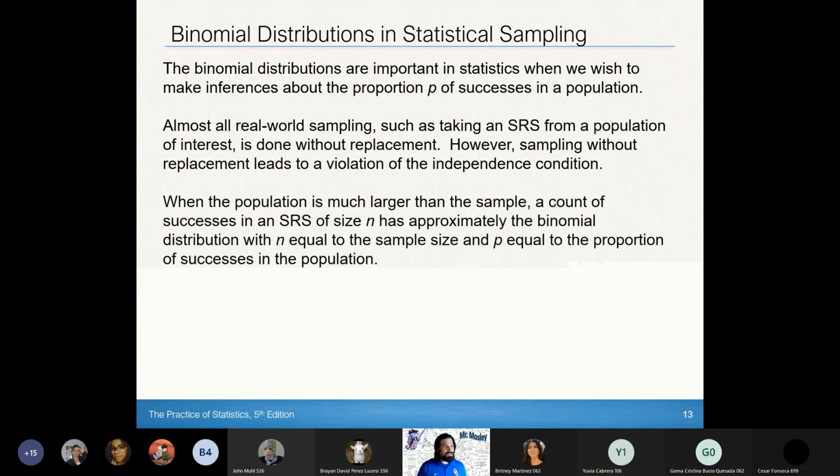When the population is much larger than the sample, a count of successes in an SRS of size n has approximately the binomial distribution, with n equal to the sample size and p equal to the proportion of successes in the population. All right, so if we're dealing with a very large population, then we might be able to use a binomial distribution to approximate probabilities.